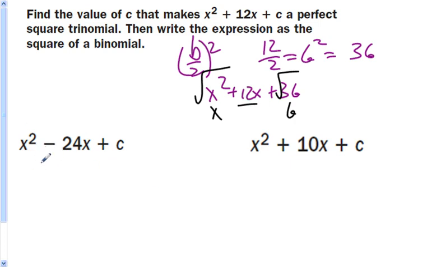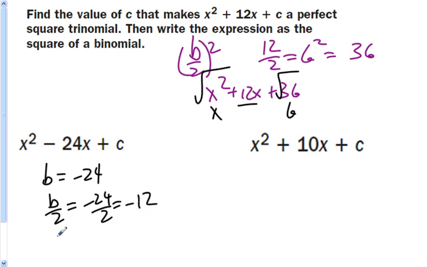Here's another example. x squared minus 24x plus something will make this a perfect square trinomial. I'm going to take my b value, which is negative 24. Then I'm going to divide it by 2. That gives me negative 12. And then I'm going to take that b divided by 2 and I'm going to square it. And if I take a negative 12 and I square it, I get 144.